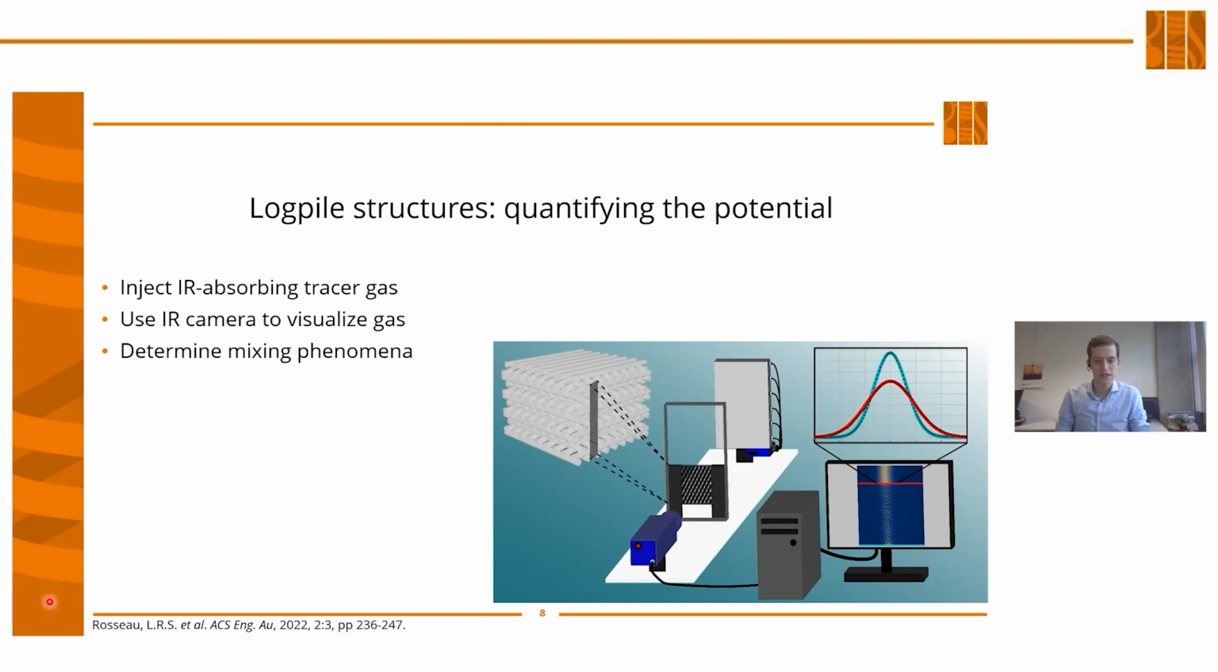And that's why we used an infrared absorbing gas and an infrared camera to visualize this gas. And you can see on the small computer screen here on the side that the gas enters in quite a narrow bundle and exits a bit wider. And the broadening we can correlate to the mixing phenomena within the reactor.